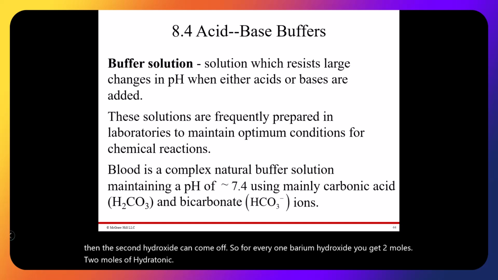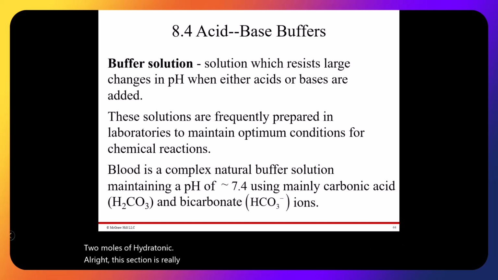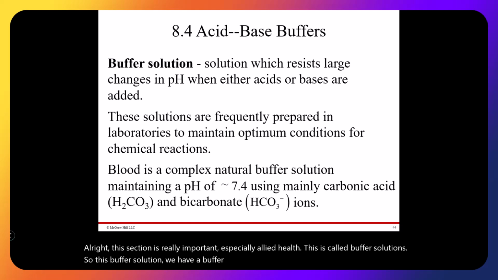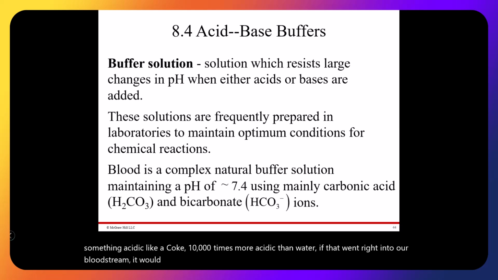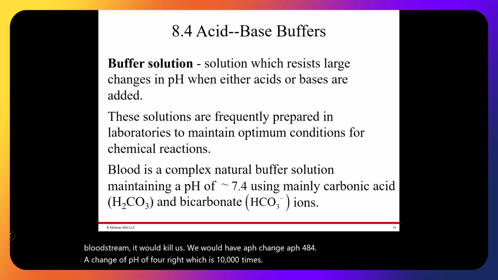All right, this section is really important, especially for allied health. This is called buffer solutions. We have a buffer solution in our bloodstream so that when we drink something acidic like a Coke, 10,000 times more acidic than water, if that went right into our bloodstream, it would kill us. We would have a change in pH of 4, right, which is 10,000 times. So we have to have a way to absorb acid or base without the pH changing appreciably.